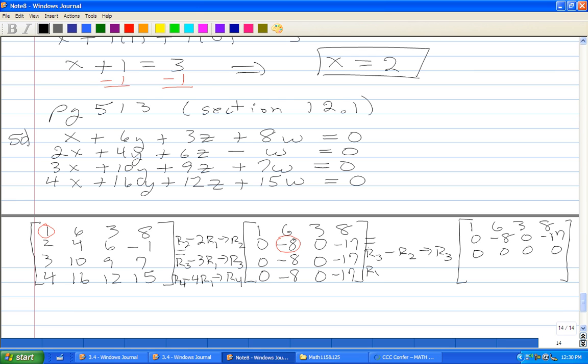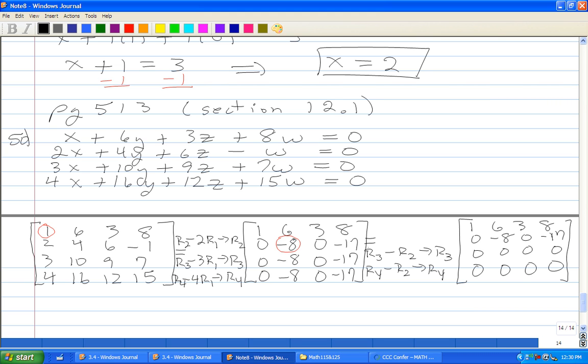And let's take the fourth row, subtract from it the second row. And the fourth row: 0 minus 0, 0. 8 minus 8, 0. 0 minus 0, 0. 17 minus 17, 0. Okay, good.